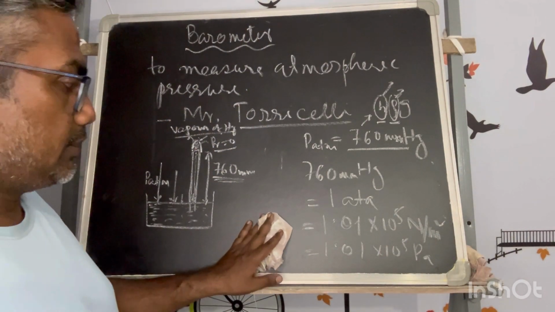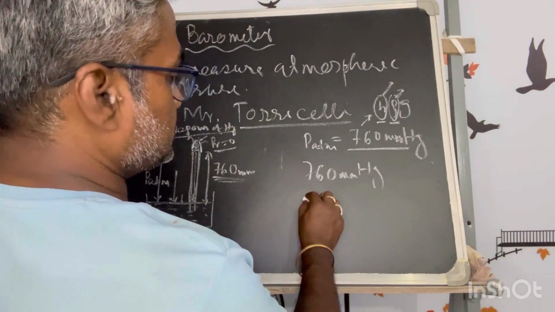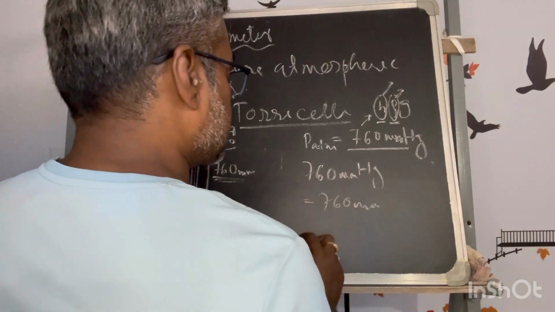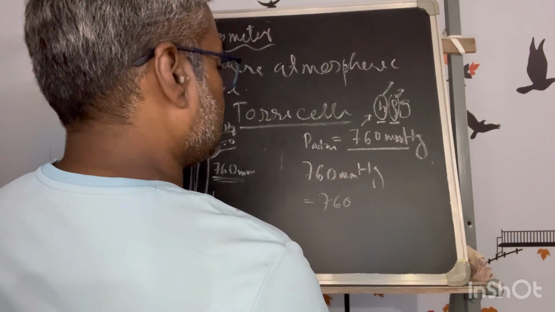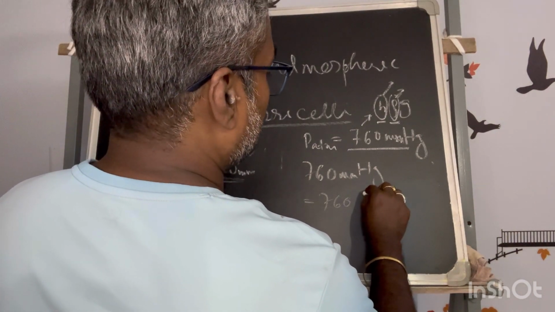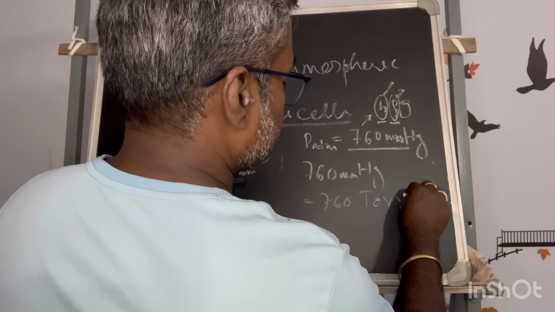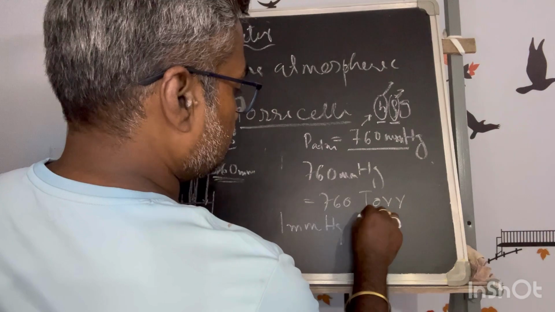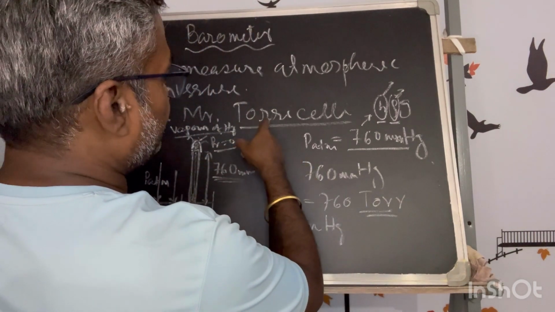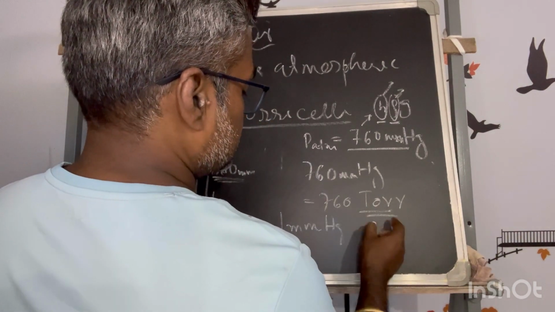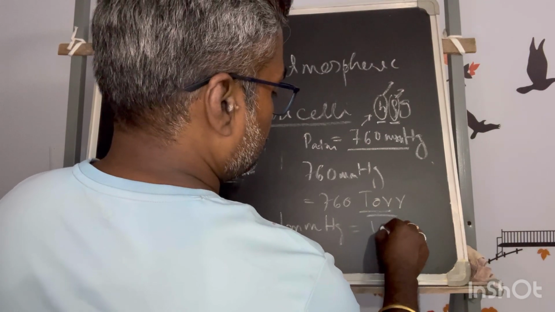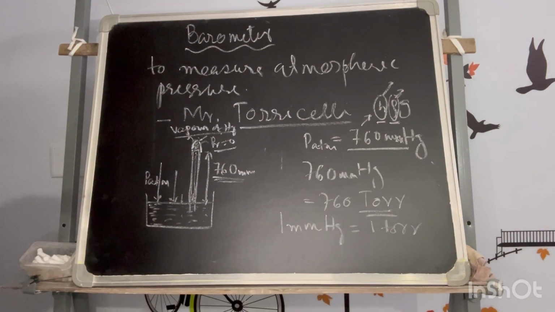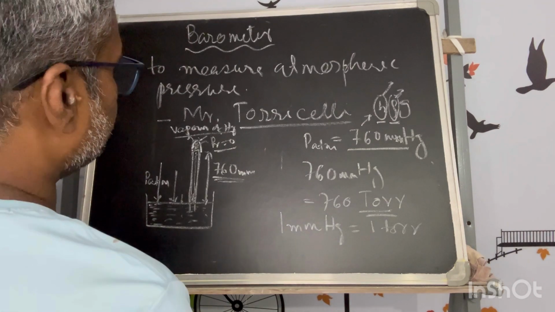Or this is equal to 760 millimeter, 760 torr. So 1 millimeter of Hg is equal to 1 torr; torr is named after Torricelli. So this is 760, and 1 millimeter of Hg is equal to 1 torr that he has established. So this is the case of the barometer.